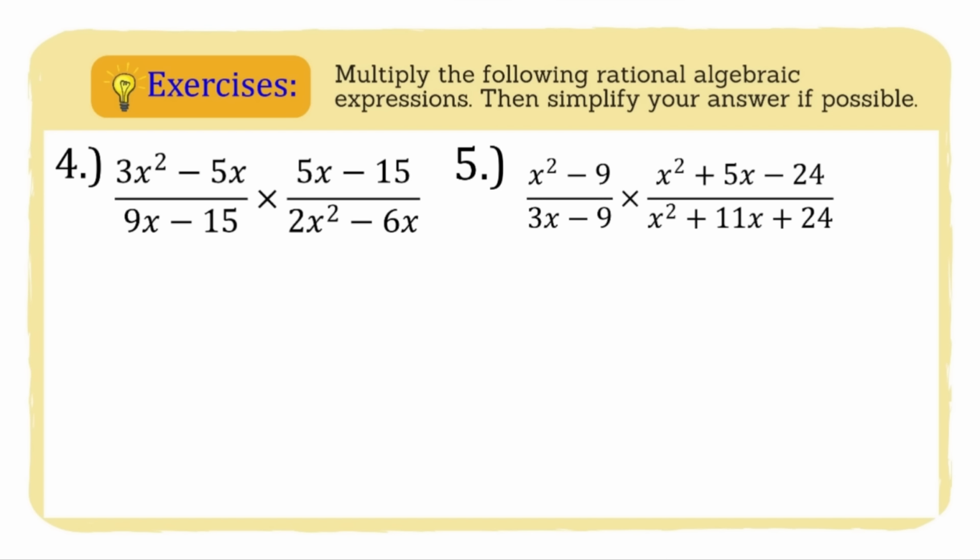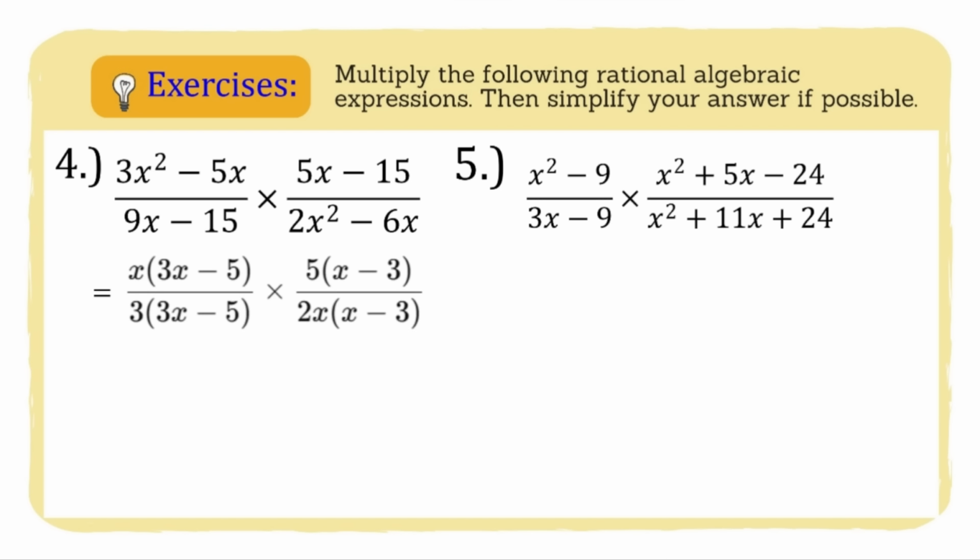Okay, let's now check your answer. For number 4, we have here the solution. First, we will factor yung mga numerators and denominators natin. So, una sa numerator, it is the common monomial factor, x, yung GCF natin. Nilabas yung x, ang naiwan sa parenthesis ay 3x minus 5. Dito naman sa denominator, same factoring technique. We can factor out yung GCF, yung common sa dalawa, which is 3. Ang naiwan is 3x minus 5.